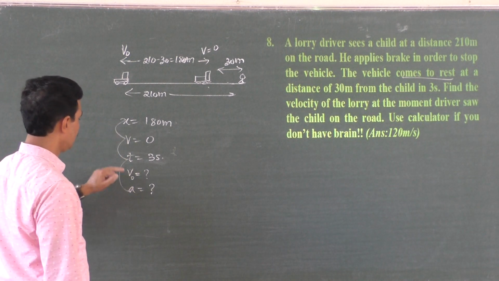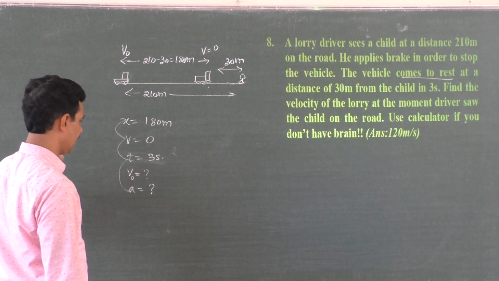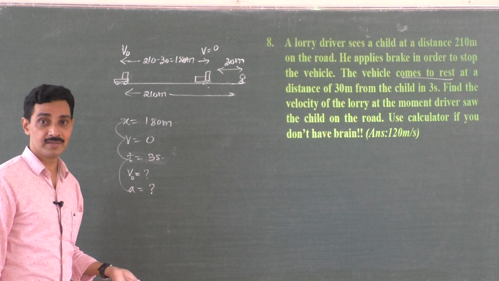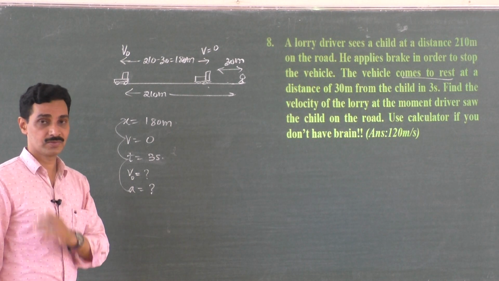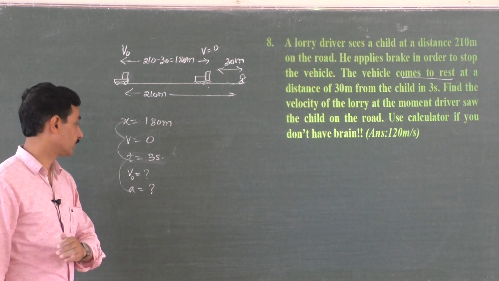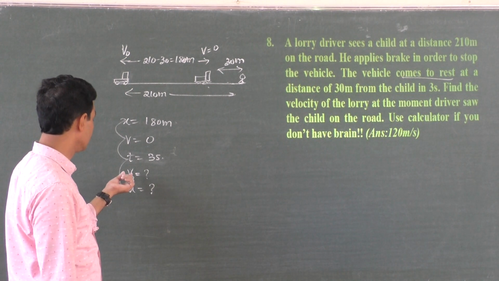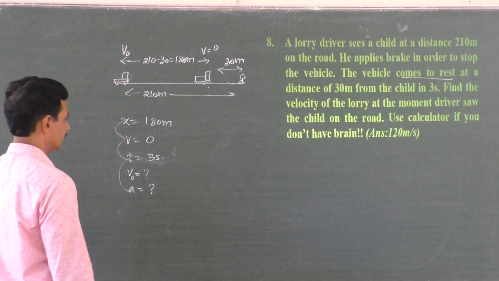x equal to V0 t plus half at square gives a, but V0 is unknown. In all the equations we get V0, right? V square is equal to V0 square plus 2ax. x equal to V0 t plus half at square. V is equal to V0 plus at. Everywhere we get V0 and V. So V0 is unknown. We'll write the equation.